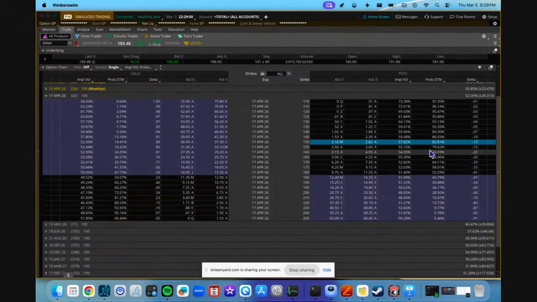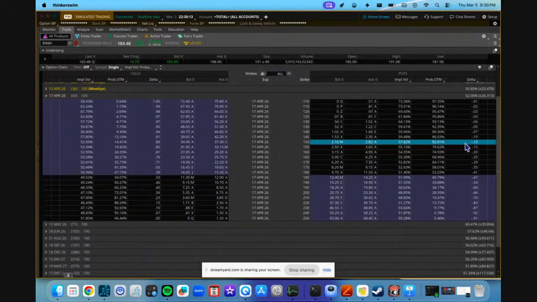Expected move is typically, there's a few ways you could calculate it. One is you could look at the at-the-money strike, so 183.48. You add the put and the call premiums, and the difference of that, essentially from the current price, is the expected move in most cases. And there's some multipliers of it as well.